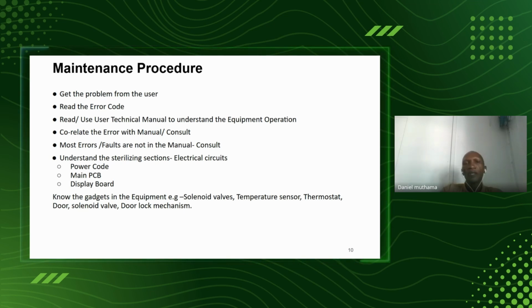Within the unit, these sections are classified. There is the electrical circuit, which consists of the power cord, the main PCB, the display board. After that, there are other sections within that equipment. The gadgets are the solenoid valves. We have the temperature sensors. We have the thermostat, as you saw. We have the door. We have the door locking mechanism. And then we have the tubings. So in case this equipment has a problem, if the problem is electrical, deal with the electrical part. If the problem is mechanical, deal with the door mechanism. If the problem is leakages, deal now with the tubings.